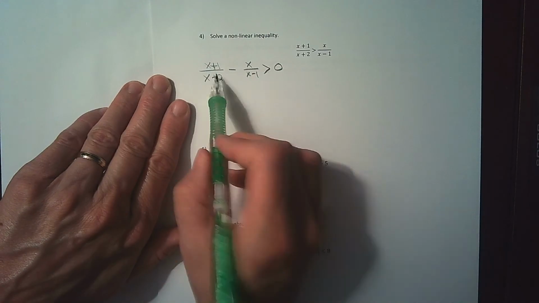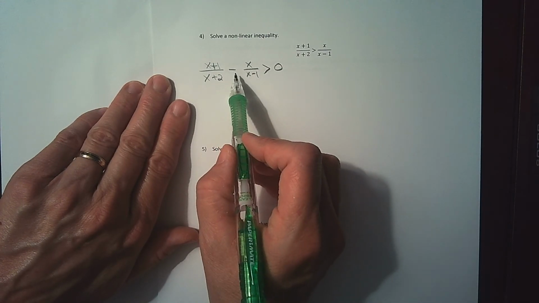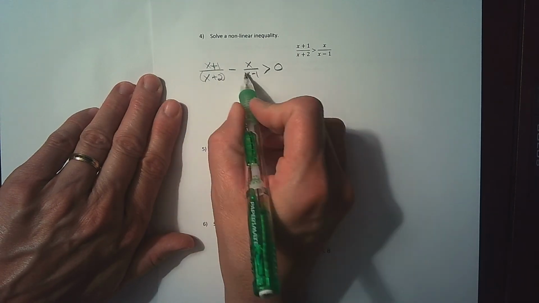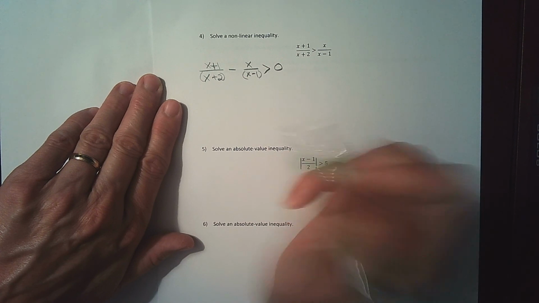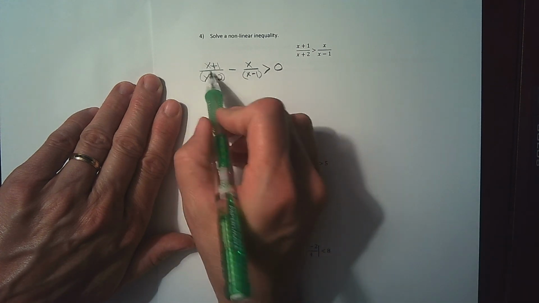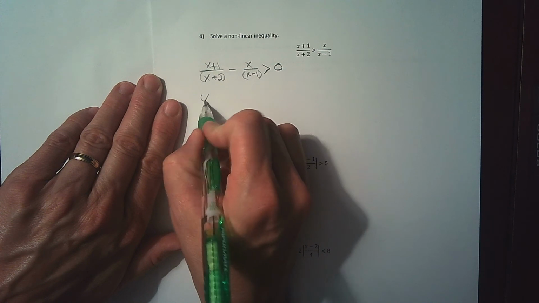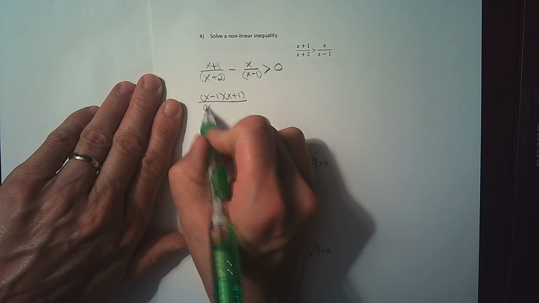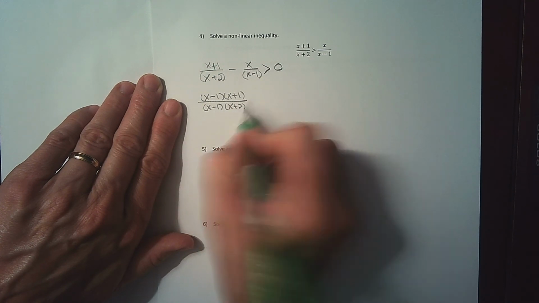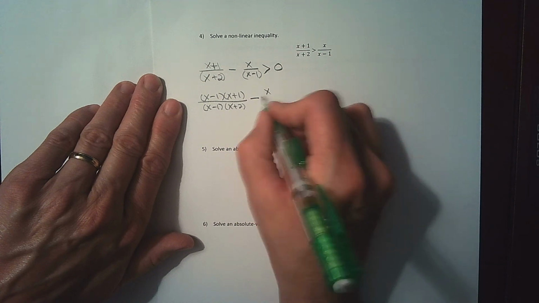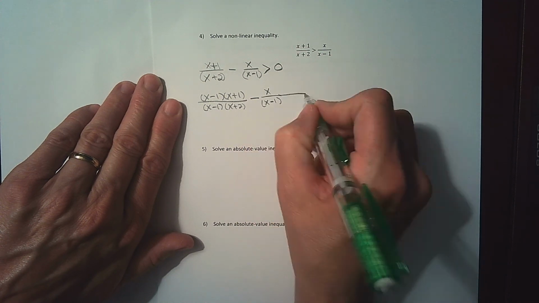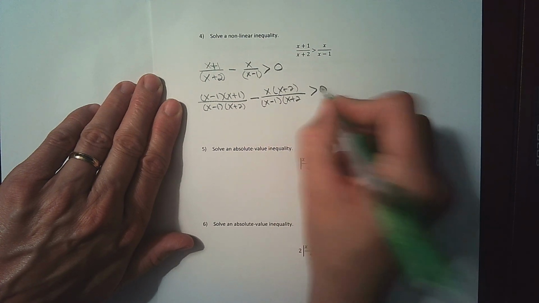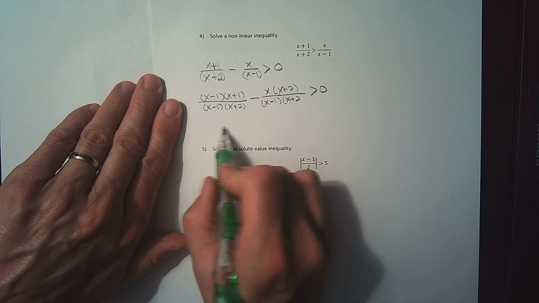Now, because this is a rational expression, in order to be able to subtract or combine them, I've got to have a common denominator. So I need a factor of x plus 2 and a factor of x minus 1 in that denominator. So this first term is going to get multiplied by x minus 1 on top, and also x minus 1 on the bottom. This second term needs to be multiplied by x plus 2 over x plus 2. All right, so now I've got a common denominator. I can put these together.